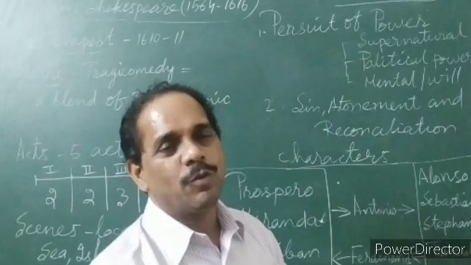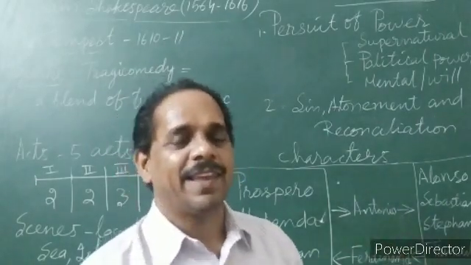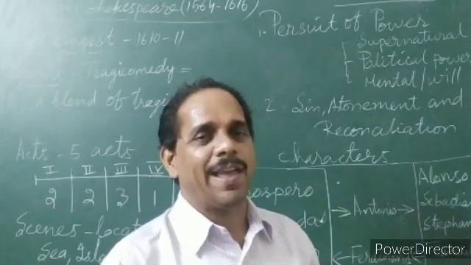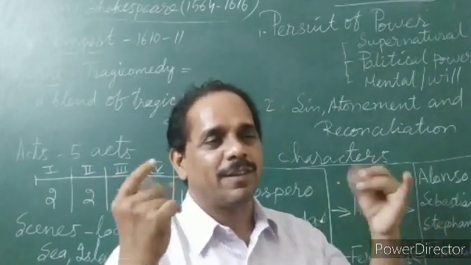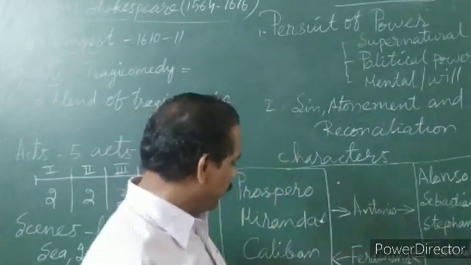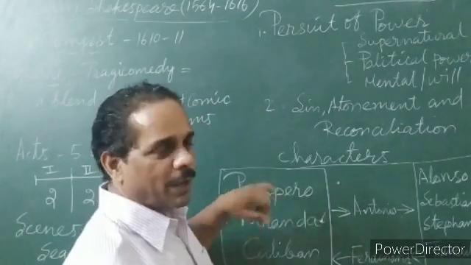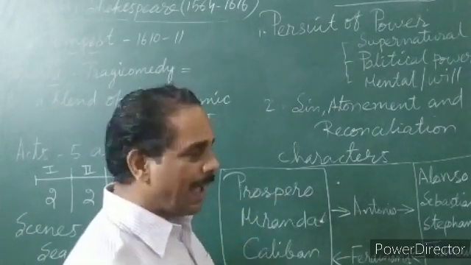Ariel had access to all spheres like air, water, fire. Anywhere he could just travel like that. So, supernatural power. So these two, Caliban and Ariel, are highly connected with Prospero.